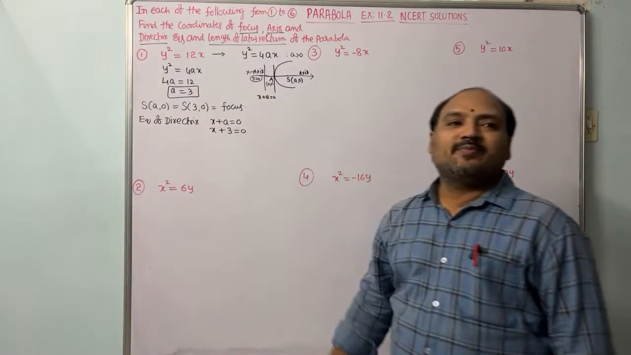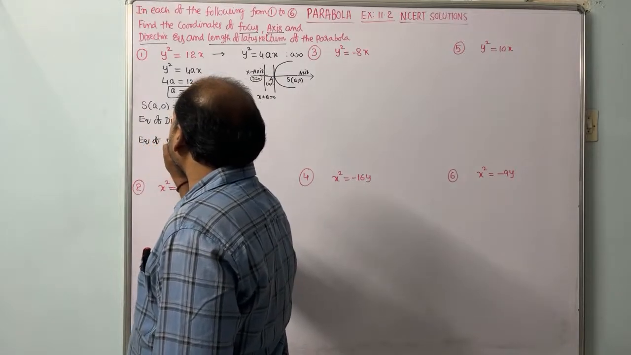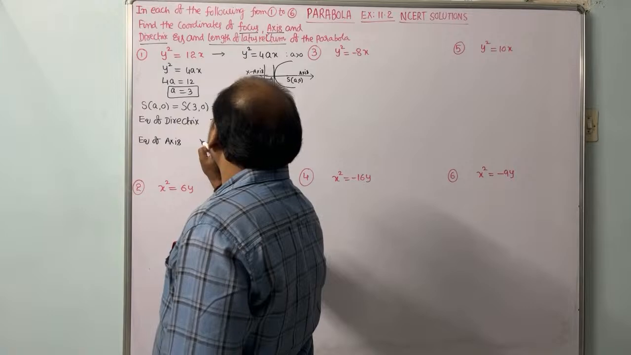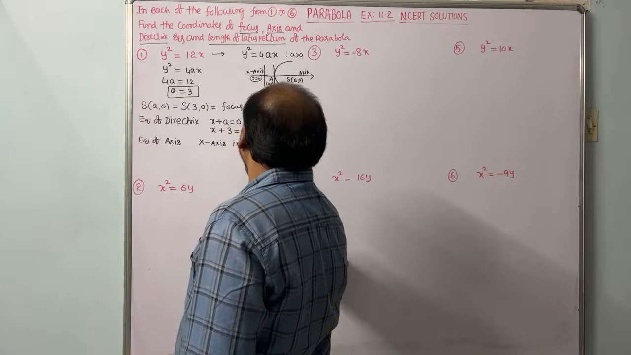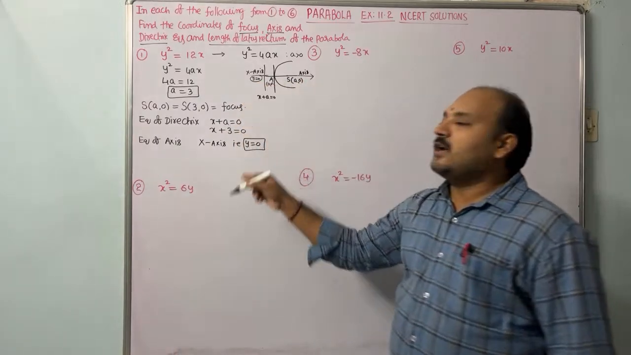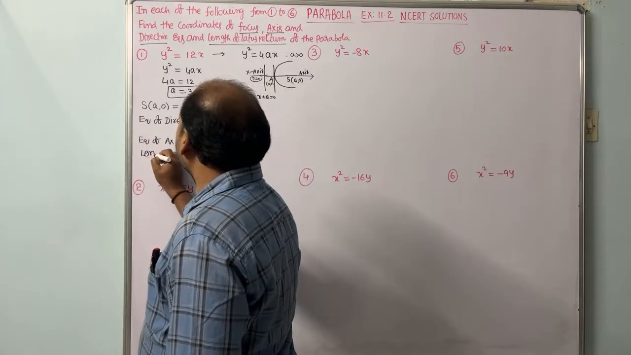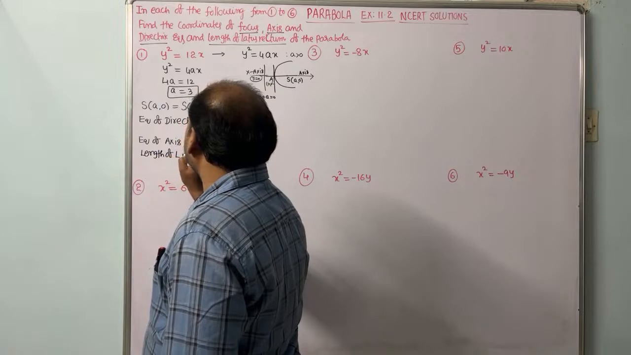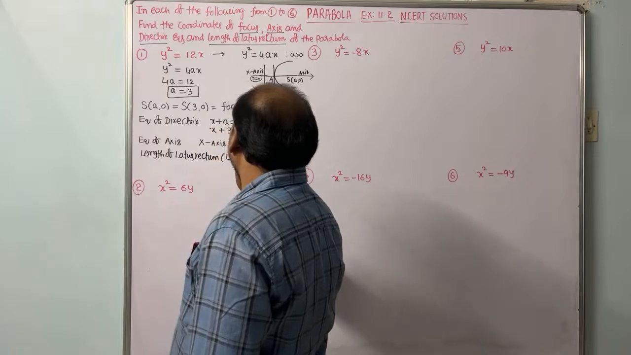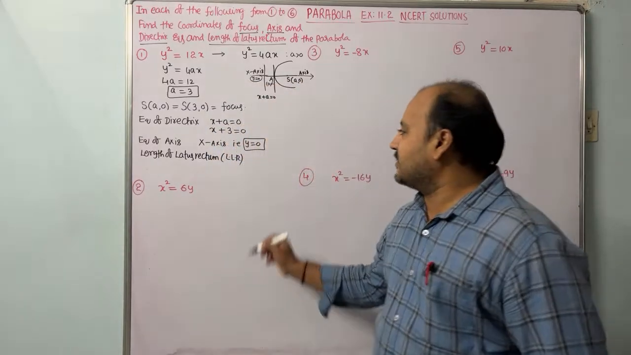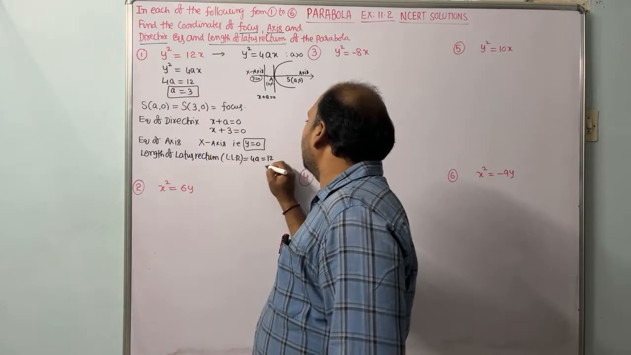The value of a is 3. Next, the equation of axis is the x-axis, that is y is equal to 0. Next, the length of latus rectum. In the box, you have to write LLR, length of latus rectum, is equal to 4a. The value of 4a we got here according to the question is 12.